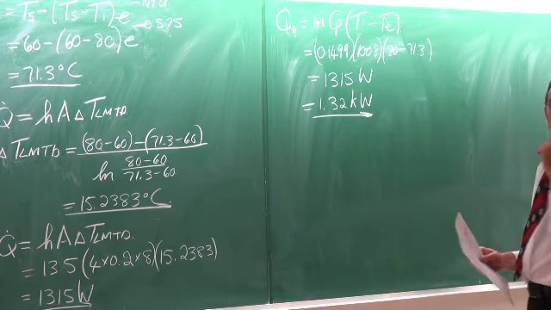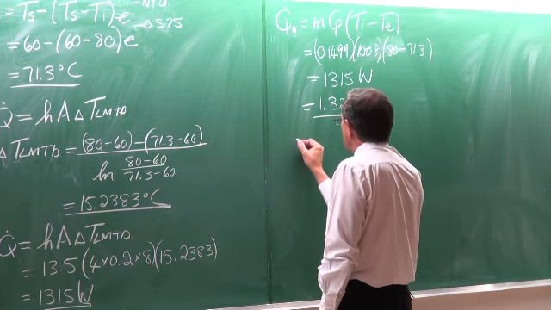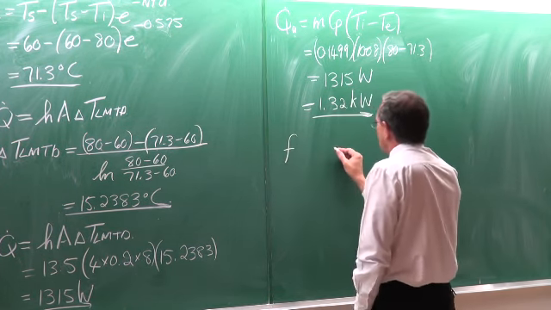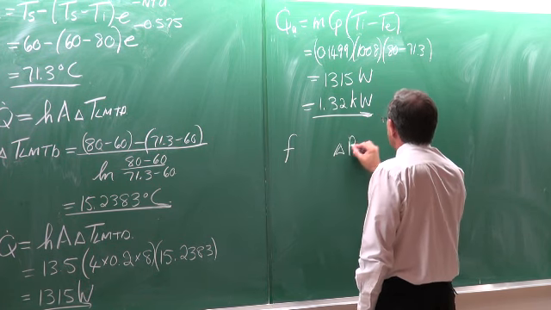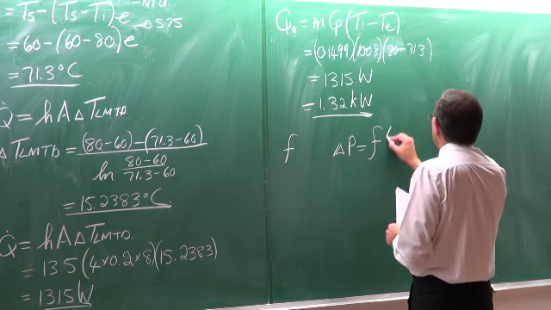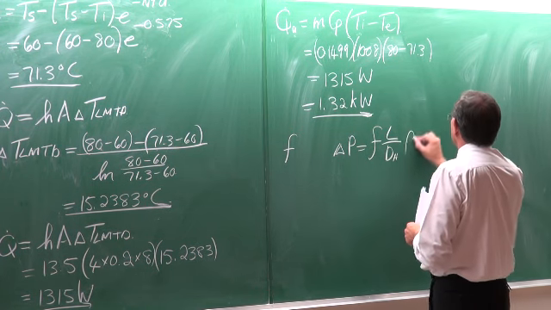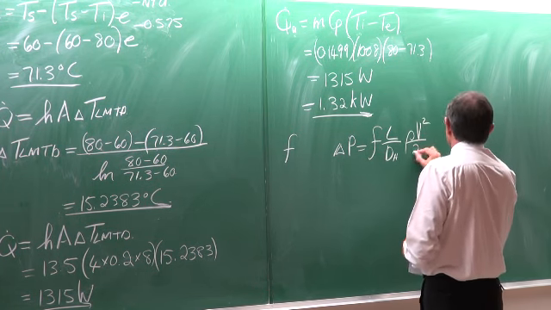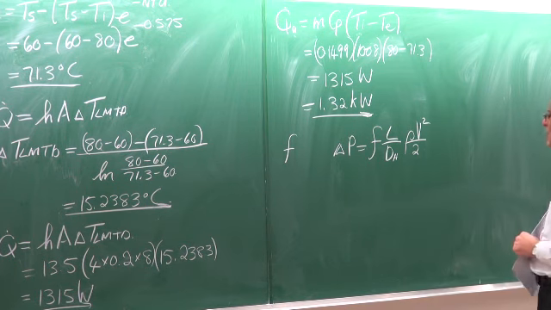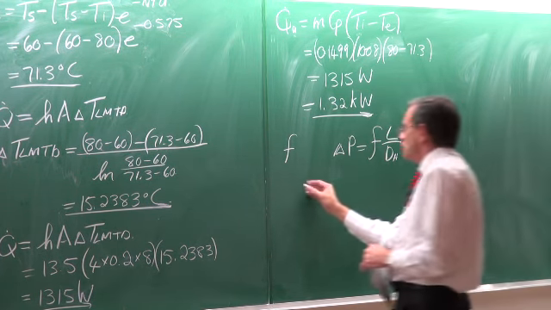We have also been asked to calculate the pressure drop. Okay, so we need to get the friction factor, and if we have the friction factor, then we can say that the pressure drop is equal to the friction factor multiplied by L divided by the hydraulic diameter multiplied by rho V squared divided by 2. Don't have the friction factor, so where do we get it from? Well, from the Moody chart.